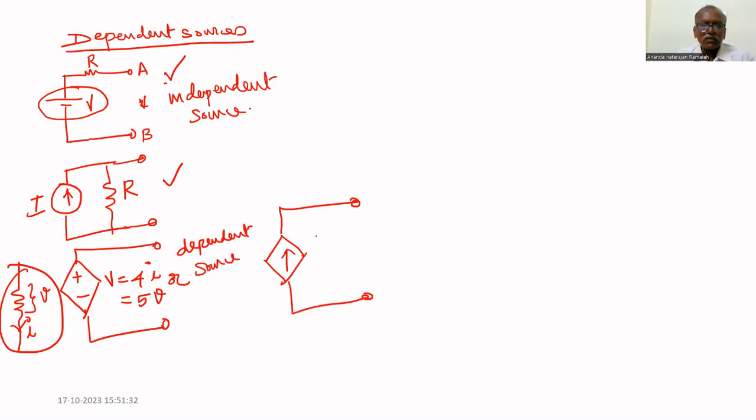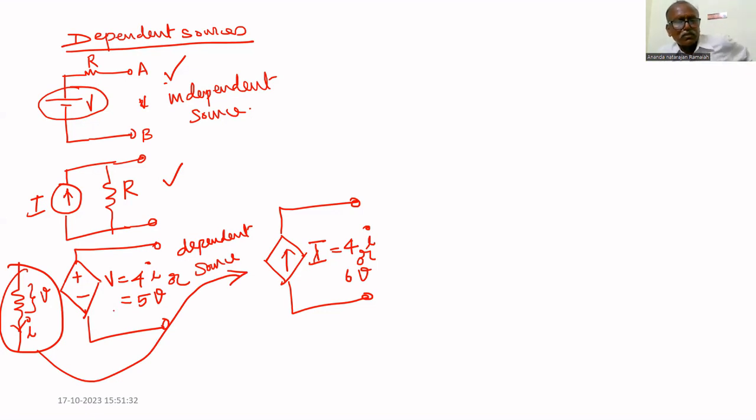In the same circuit, let us consider I equal to 4 times I, or 6 times V of that circuit. This resistor is also part of the circuit. Here the current or voltage across the resistor decides this current. This is also a dependent source. While applying the superposition theorem, we have to consider independent sources alone separately, not dependent sources. We'll see one such example now.